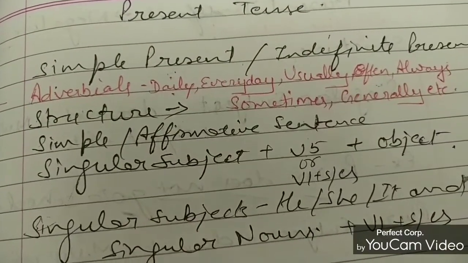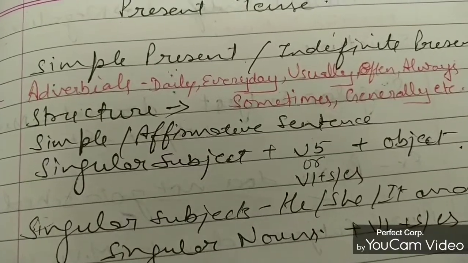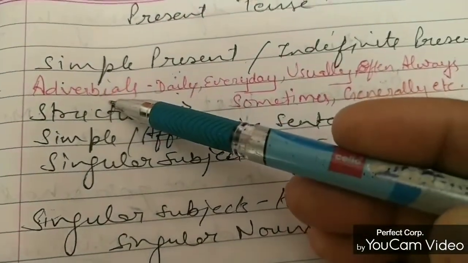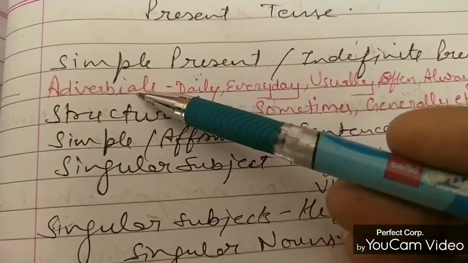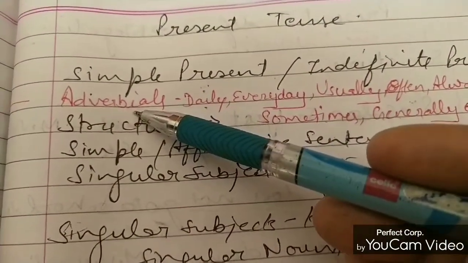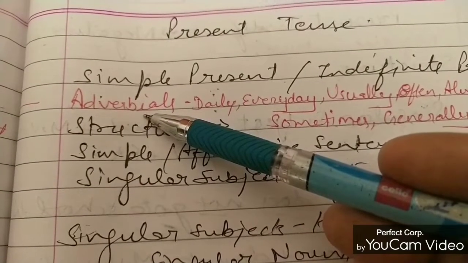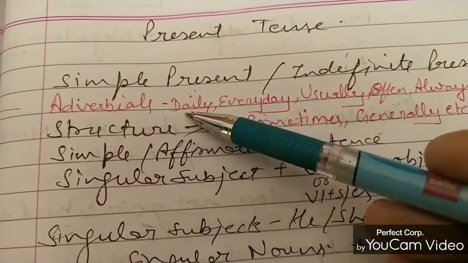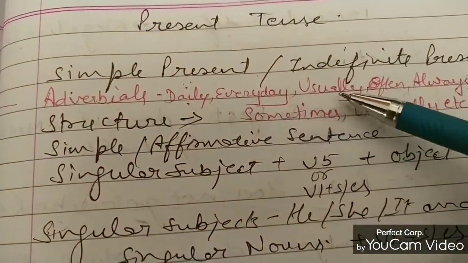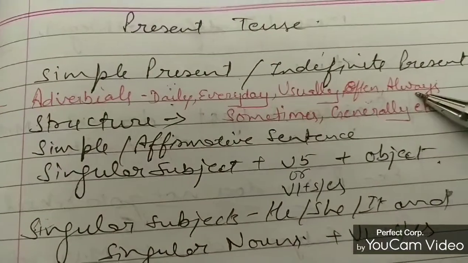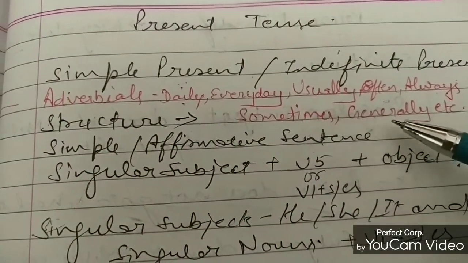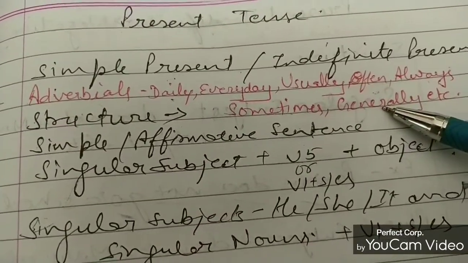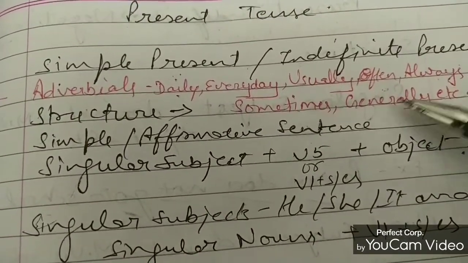Let's start with present indefinite. It defines that certainty is not there. Now see adverbials. First, understand what adverbials are. Adverbials are the words that we use to give more information about a verb, like daily, every day, usually, often, always, sometimes, and generally, that we use in present indefinite tense to define the verb.